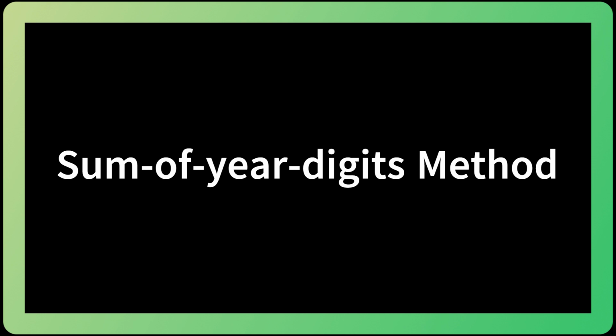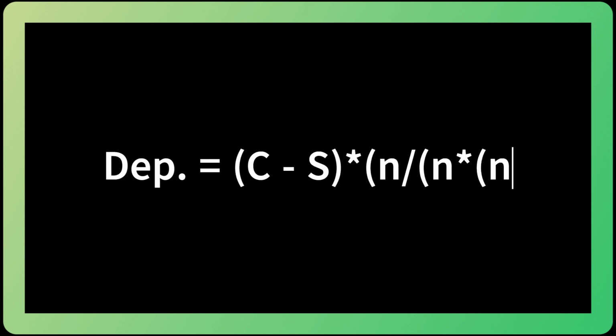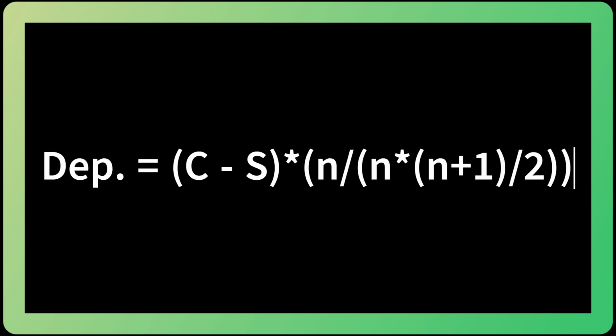The formula for calculating sum of the year's digits depreciation is: depreciation expense equals cost of asset minus salvage value, multiplied by n divided by n into n plus 1 upon 2, where n is the number of years of the asset's useful life.